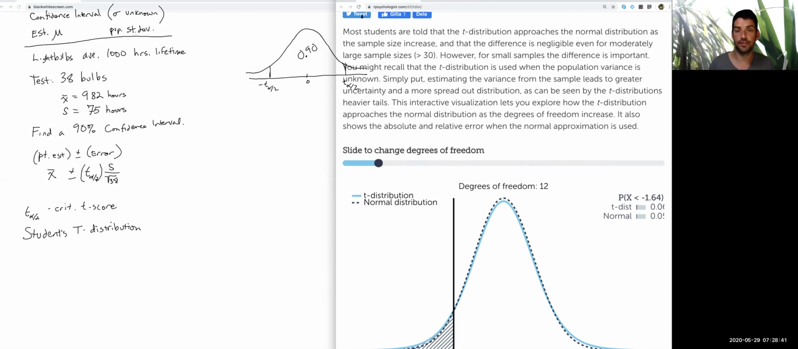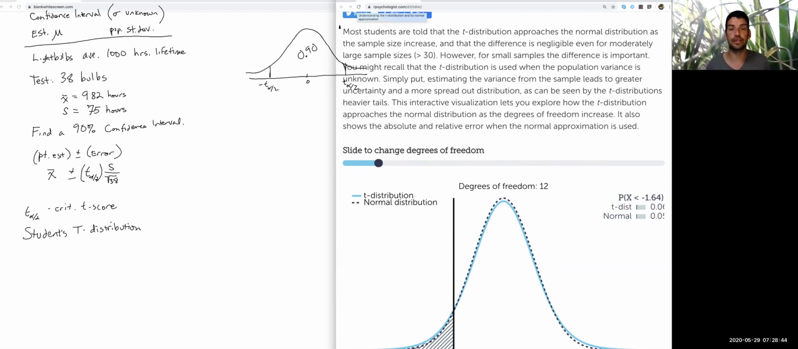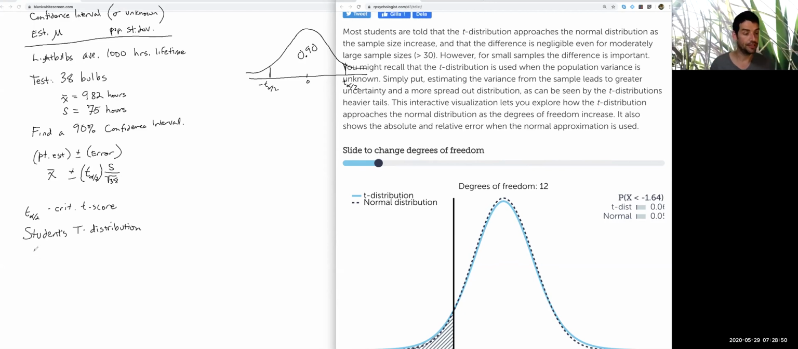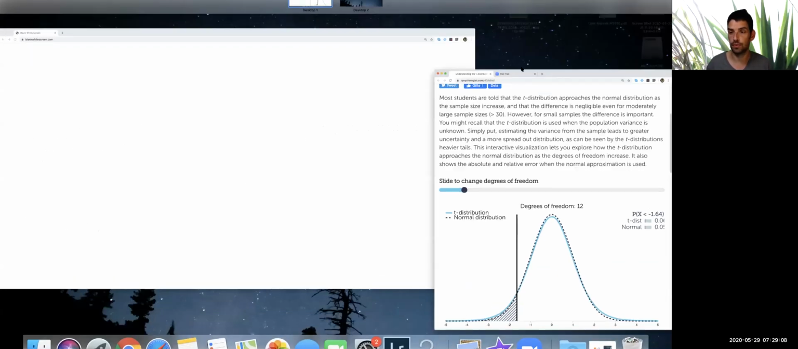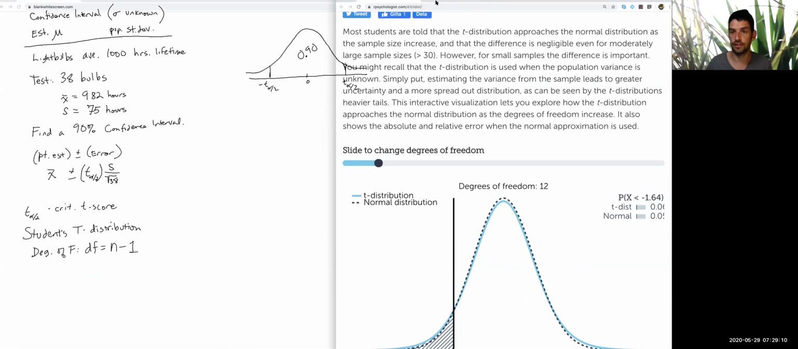Well, the degrees of freedom is really just related to the sample size, at least in this case. That's not always what degrees of freedom are. But what we need to know are the degrees of freedom, which we'll call df, and it's just the sample size minus 1. Okay, so let's see now how we actually compute with this distribution.